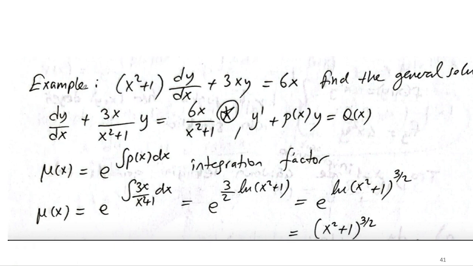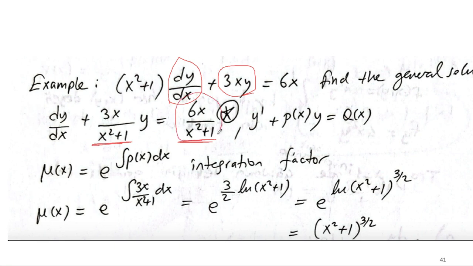Another example, suppose you have x squared plus 1 times the first derivative of y with respect to x, plus 3 times xy equals 6x. Now, remember, we need the coefficient in front of this dy/dx. We need this term alone, so we should divide everything by x squared plus 1.